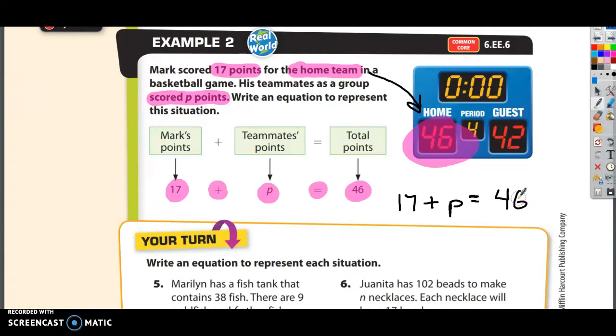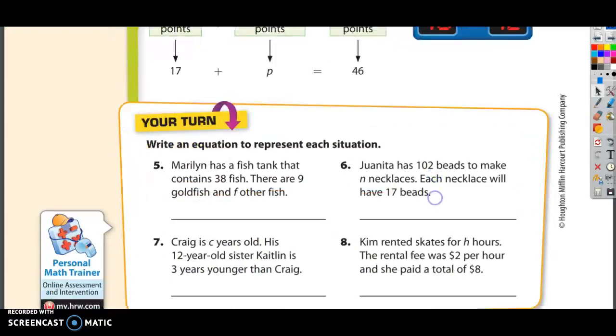It doesn't ask us to do anything else with that. It didn't ask us to solve. It only asks us to write. If you're like, well, what's P? We don't need to know that, because look at what the directions said. It said, write an equation to represent this situation. And writing equations is pretty much as hard as solving them. So let's just be happy with that for now. We'll be solving equations soon enough.